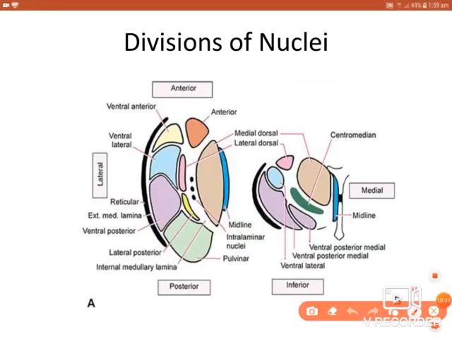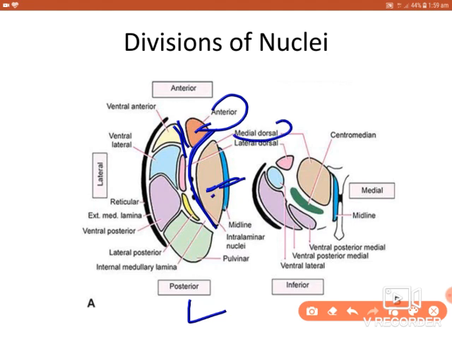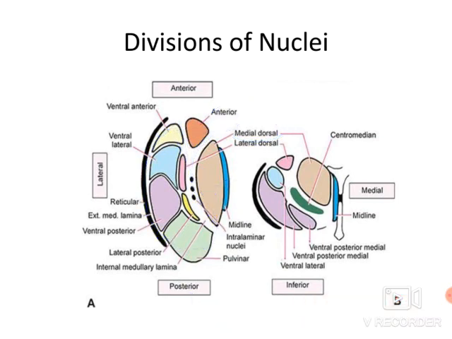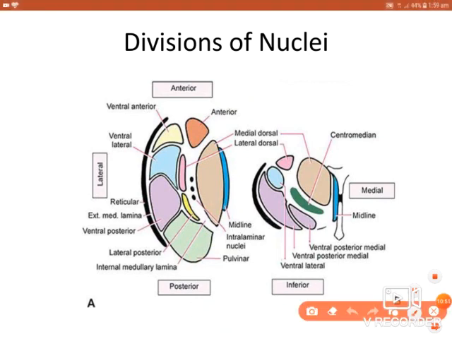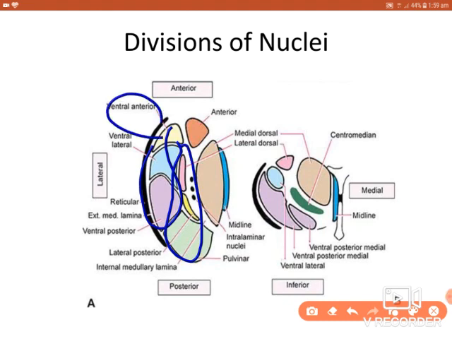Here you can see this is the left one. Here you can see this is the internal medullary lamina, this is white matter, this is the anterior nucleus, and this one is the medial dorsal nucleus. Then this entire area comes under the lateral group of nuclei. This lateral group of nuclei divides into a ventral and a dorsal group. The ventral group includes the ventral anterior, ventral lateral or intermediate, and the ventral posterior.